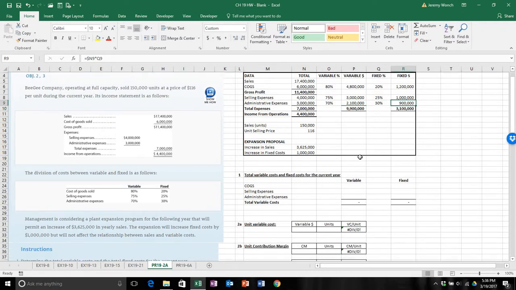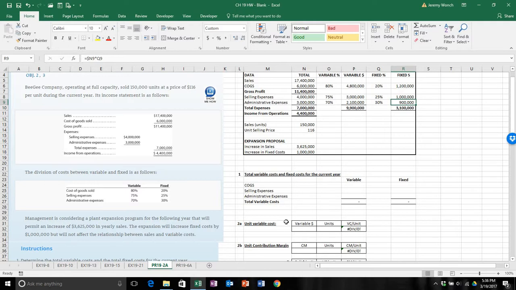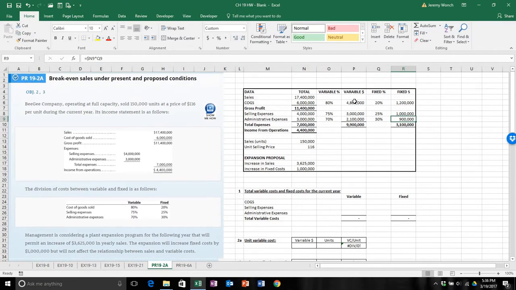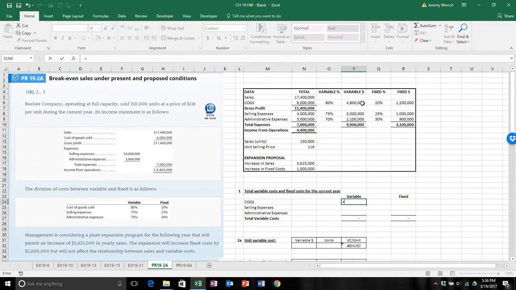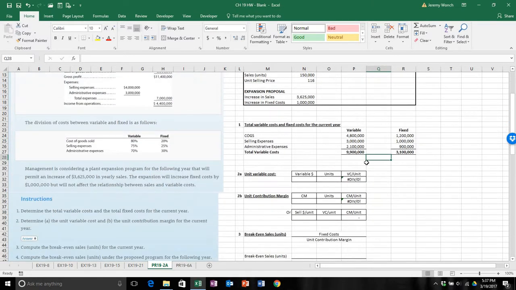So okay. In part number one, it asks us essentially just to break out the fixed and variable cost. We've kind of already done that up here, so all we have to do is link up. So the variable cost, we have cost of goods sold, selling expenses and admin. For fixed, same cost of goods sold. And there we go. Okay, so we got part one figured out. We've broken out between variable and fixed.